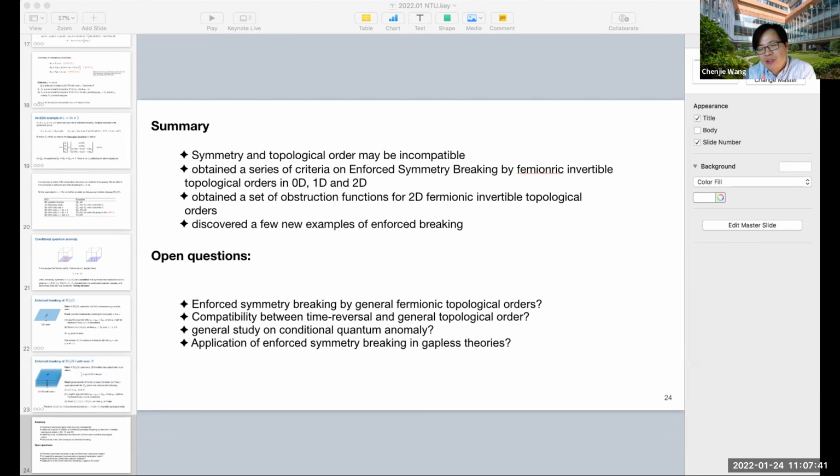Then you add an additional symmetry, say time reversal symmetry. Maybe phases 1, 2, 3 are compatible with time reversal, then it's going to be enriched. You have more phases, you have an additional index. But maybe phase 4 is incompatible with it, even though it's not topological order, it's a symmetry protected topological phase.